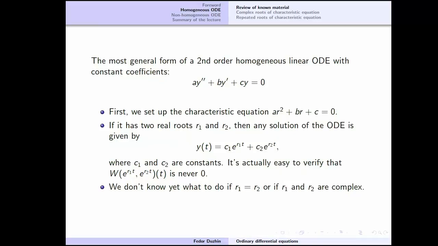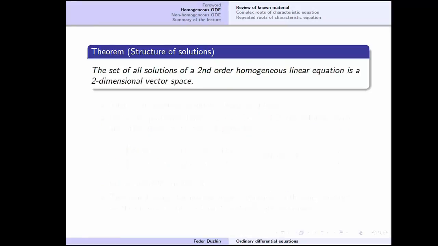Last week we were not able to figure out what to do if we have either a repeated root or complex roots. Besides, last week we introduced this structure theorem, that the set of all solutions of a second order homogeneous linear equation is a two-dimensional vector space. Essentially it means that if you find any two linearly independent solutions, then any other solution is going to be a linear combination.